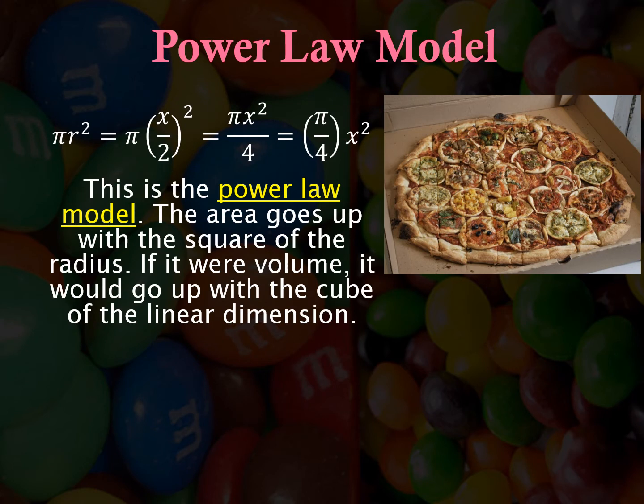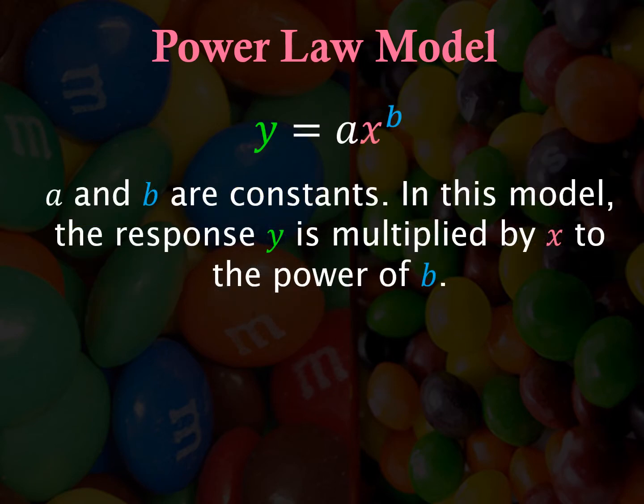So this is the power law model. Notice x is the base. That's the variable. It changes, but the exponent itself is squared. If we were looking at volume, we would probably be looking at something like x cubed. So in the power law model, a and b are constants. In this model, the response variable y is multiplied by x to the power of b each time to get the next y value.